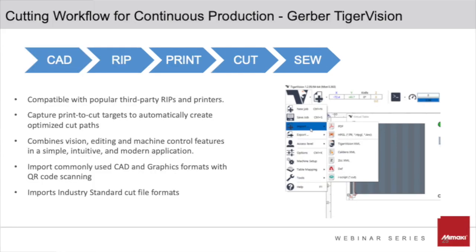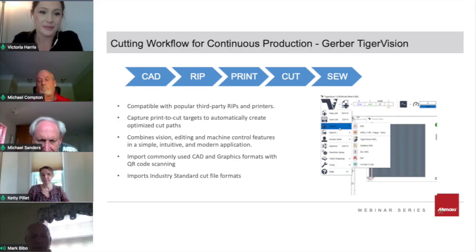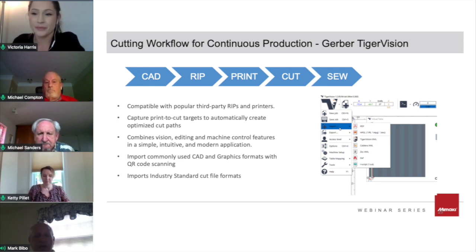Sure. So the Gerber MCT cutter fits right into the overall end-to-end workflow that our customers need, starting right up with the CAD software, going into the RIP software, the printer, the cutter, and of course the sewing process. The heart of the cutting workflow for Gerber is Tiger Vision software. Tiger Vision is included with every Gerber MCT cutter, and that's our software to run the table. However, it's the interface with the rest of the world.